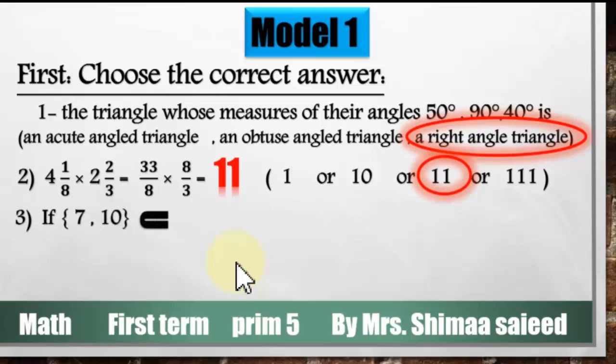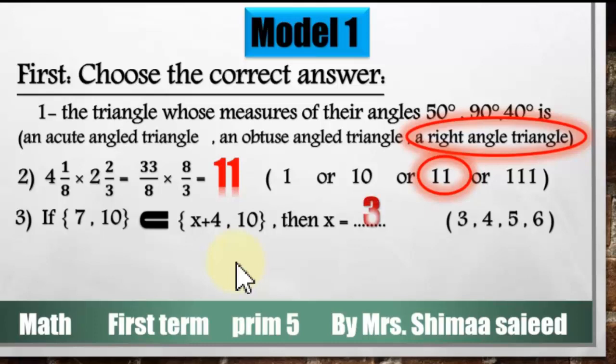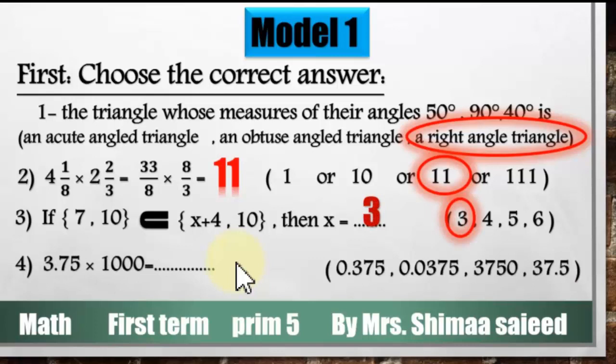If the set {7, 10} is a subset of the set {x plus 4, 10}, then x equals 3, because 3 plus 4 equals 7. Next: 3.75 times 1000. When we multiply a decimal number by 1000, we move the decimal point 3 places to the right. So the result is 3750.